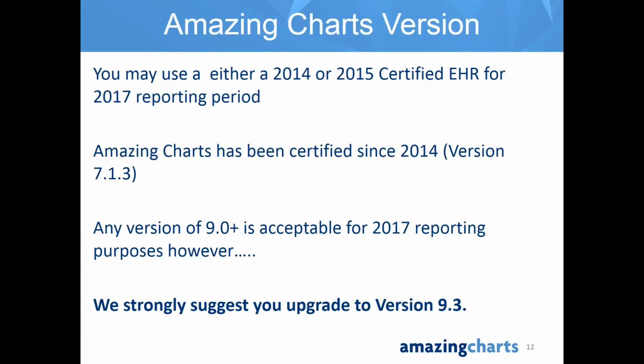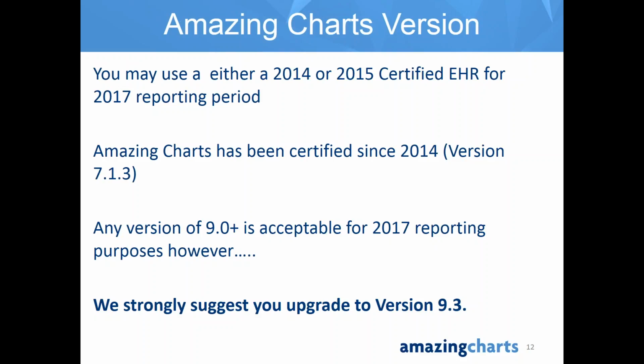Before we start discussing how you track ACI within Amazing Charts, let's talk about the minimum version of Amazing Charts you're going to need for 2017. You can use either a 2014 or 2015 version for 2017 under the CMS guidelines, and Amazing Charts has been certified since 2014, back in version 713. If you're on this call, then the vast majority of you have already been participating in Meaningful Use or PQRS, and you've learned that it is important to stay current with our releases to ensure that you have the most up-to-date software.